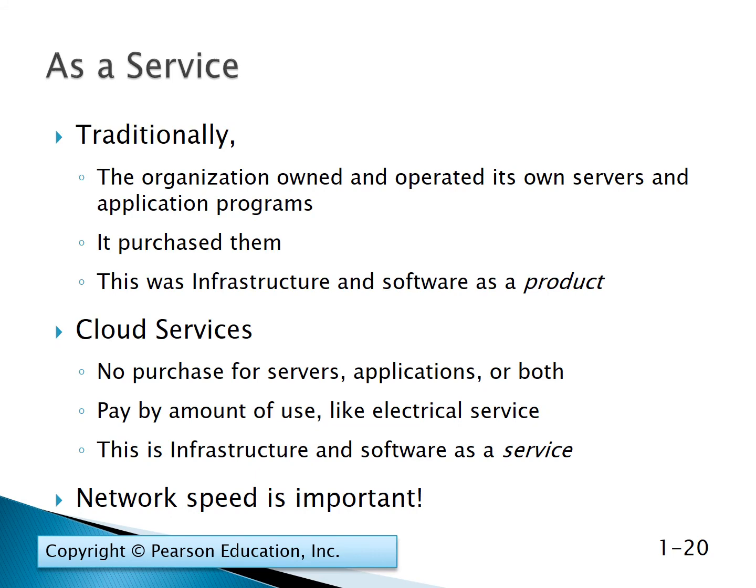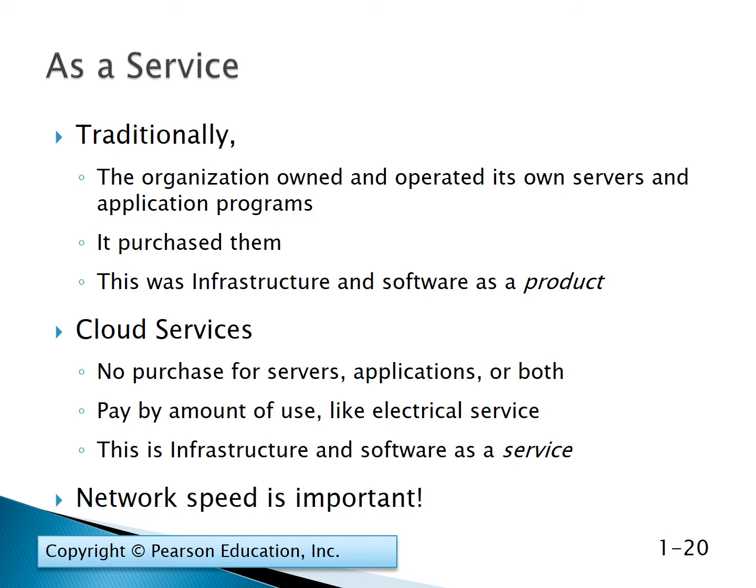So traditionally, the organization owned and operated its own servers and application programs. The organization basically bought this hardware and software, and then they need to hire IT staff to do maintenance of this hardware and software. So this is what we call infrastructure and software as a product. So you buy it and then you have to take care of it yourself.